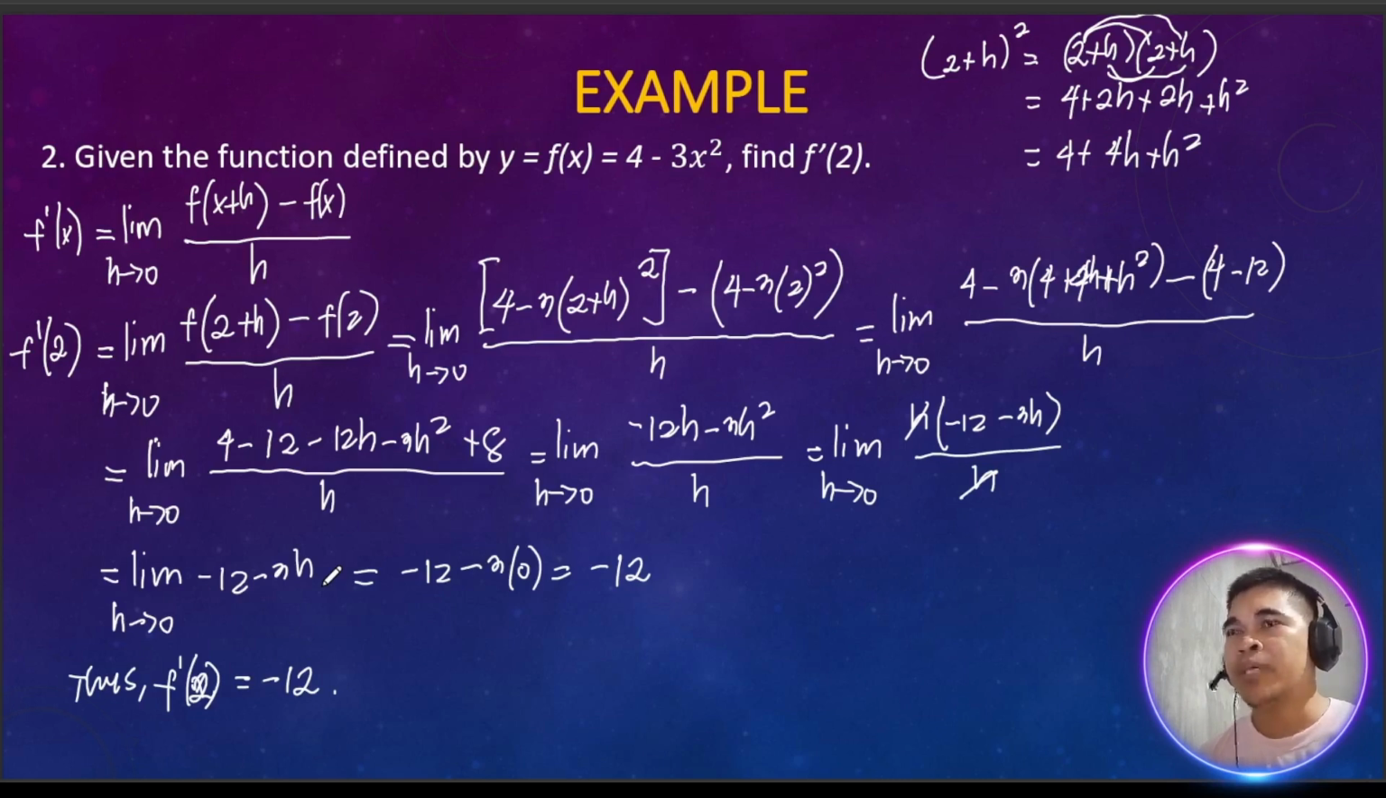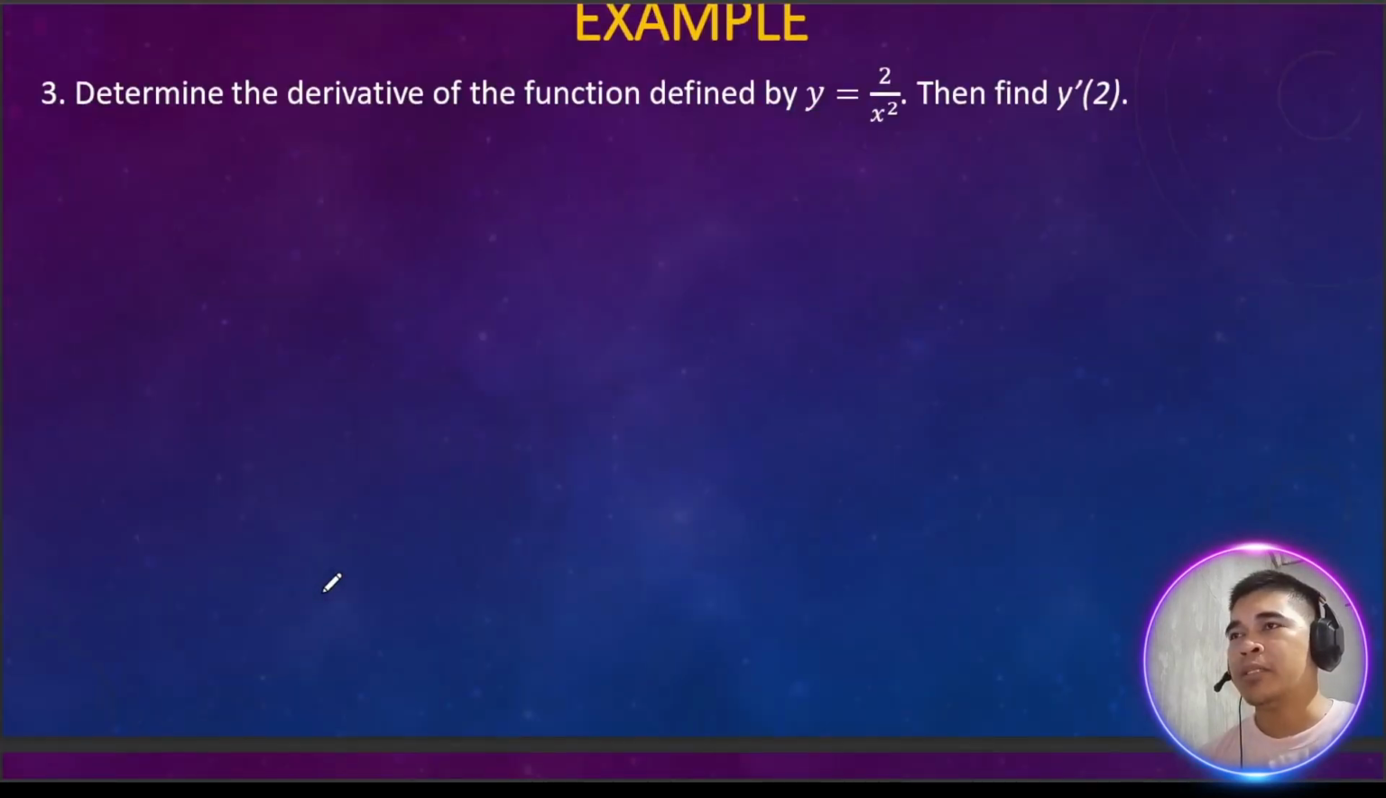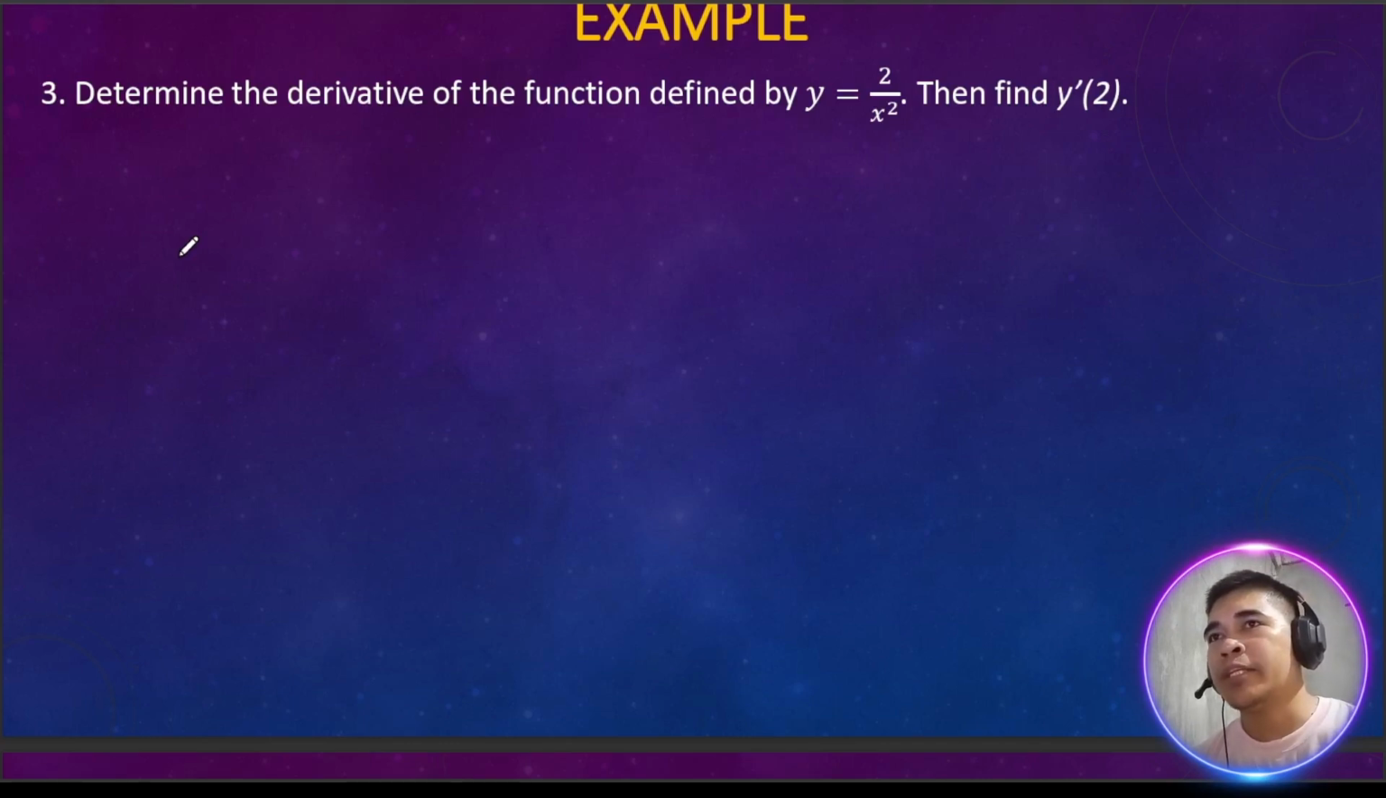Given the function defined by y equals f of x equals 4 minus 3x squared, find f prime of 2. Next is determine the derivative of the function defined by y equals 2 over x squared, then find y prime of 2. In this example, we need to determine the derivative of the function defined by y equals 2 over x squared, then find y prime of 2.